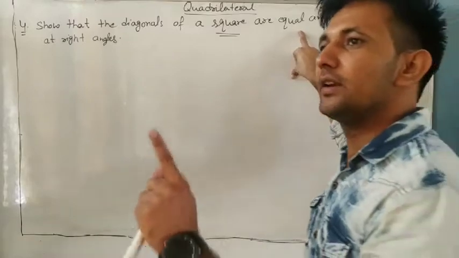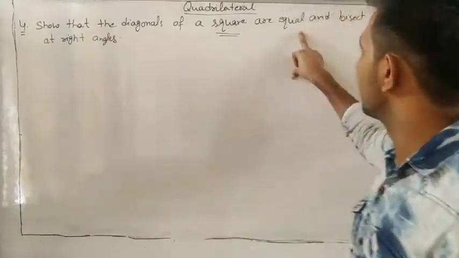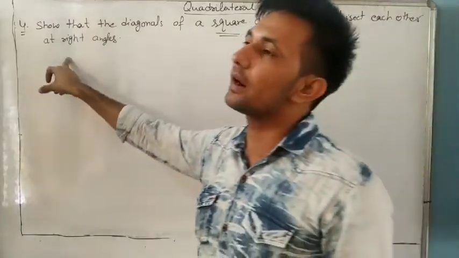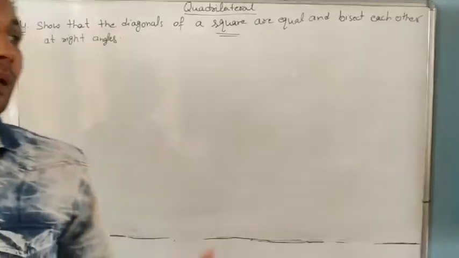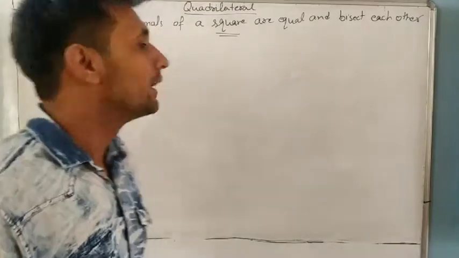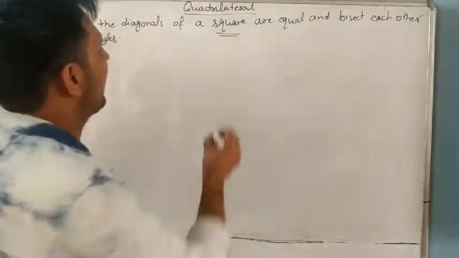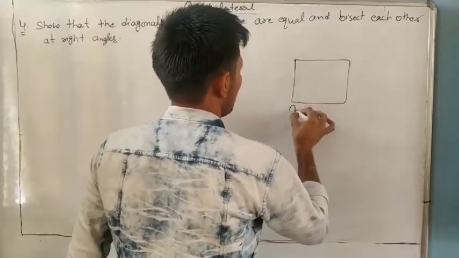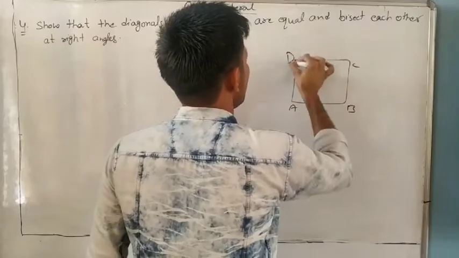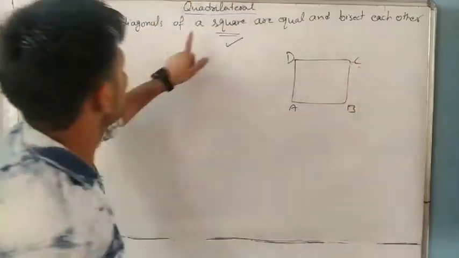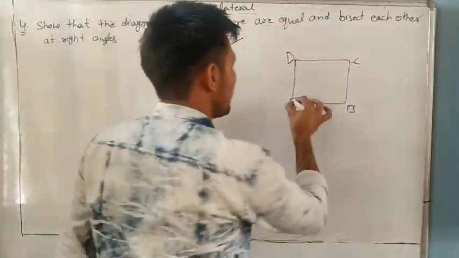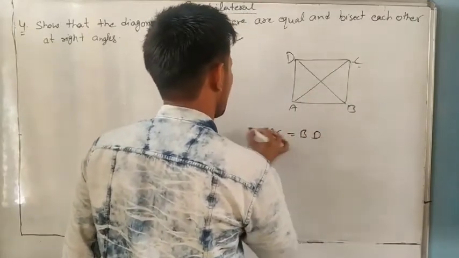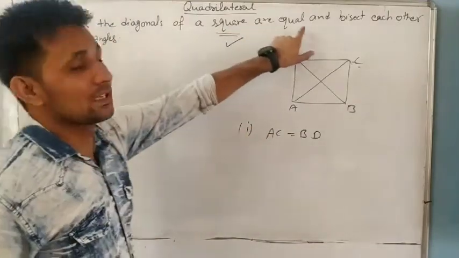We have to show that the diagonals of the square are equal and also bisect each other at a right angle. They bisect, but they bisect at 90 degrees. So what is given? Only a square is given. It is a square ABCD, and we have to show that the diagonals are equal. It means we have to show that AC equals BD. First part, show that the diagonals are equal.